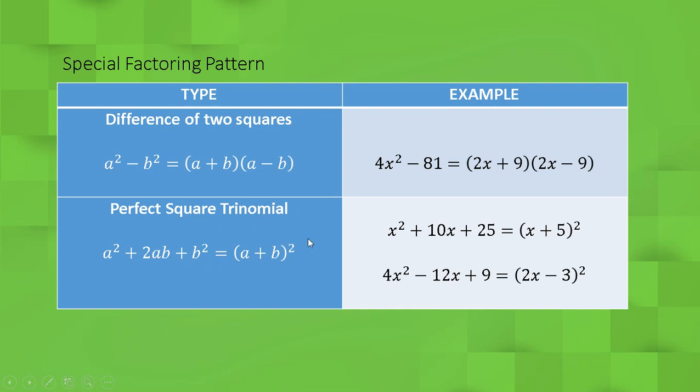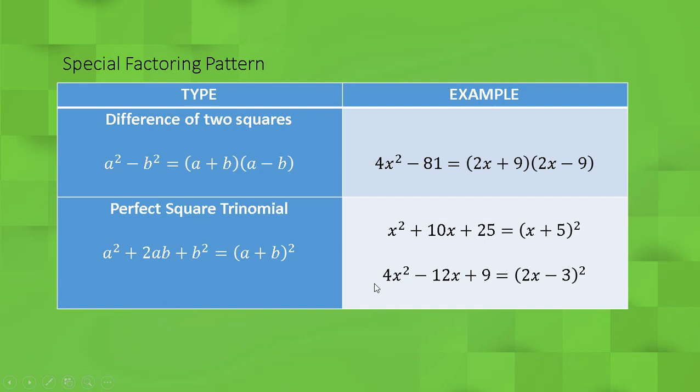We have another type, the perfect square trinomial. A squared plus 2ab plus b squared is equal to a plus b squared, because this is just a plus b times a plus b. Let's have an example, x squared plus 10x plus 25. It's the same concept as before with x squared plus 5x plus 6. Find two factors that when you multiply, the answer is 25. That is 5 times 5. And when you add, the answer is 10. 5 plus 5 is 10. So we have x plus 5 times x plus 5, or x plus 5 squared.